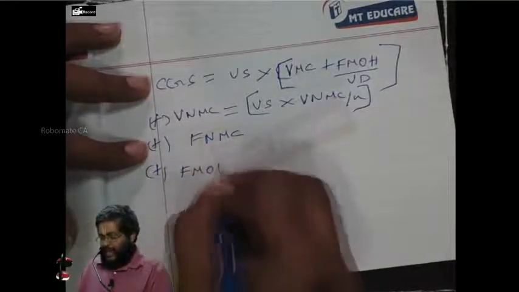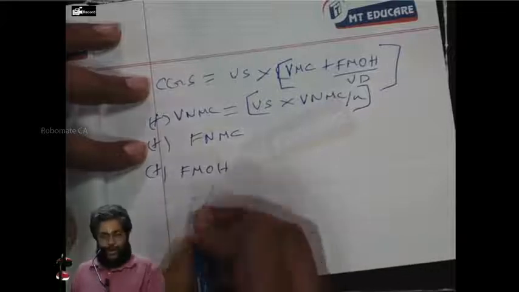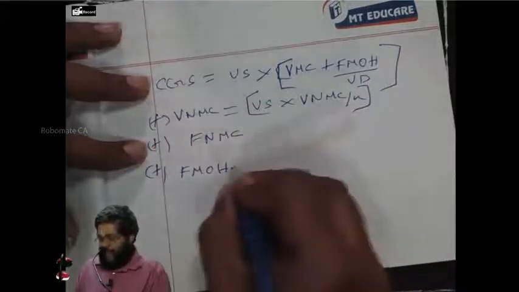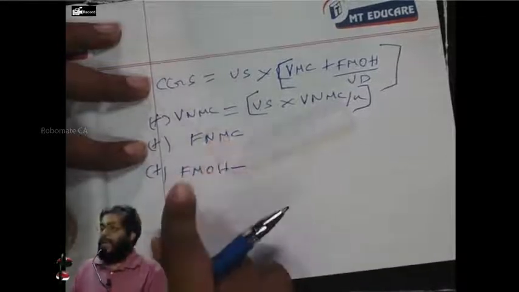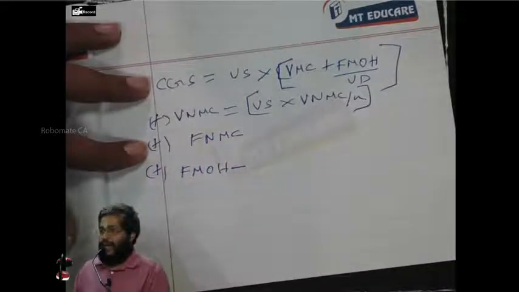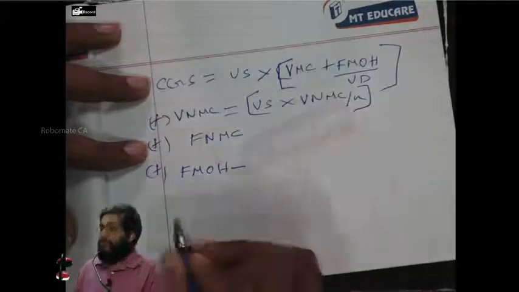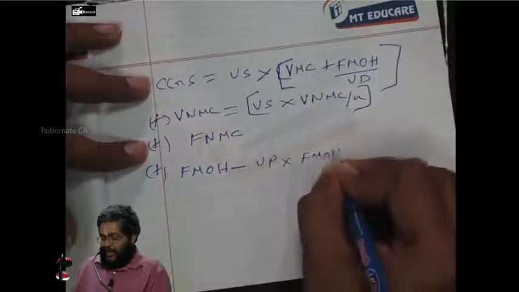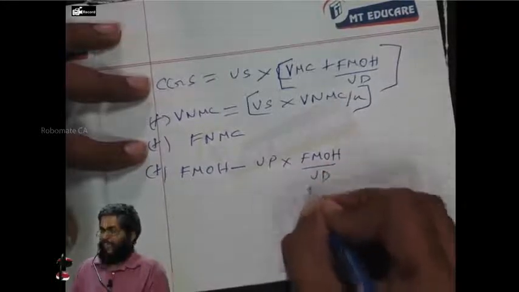Fixed manufacturing overheads is actual. It is same as what? Budget. We assume fixed manufacturing overheads minus, this is actual. No, minus what? Absorbed. What is absorbed overheads? Units produced into fixed manufacturing overheads divided by UD, the normal capacity.